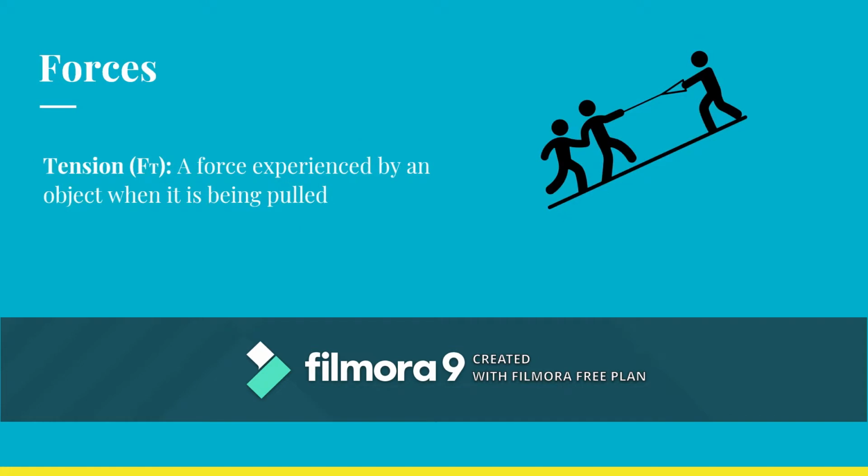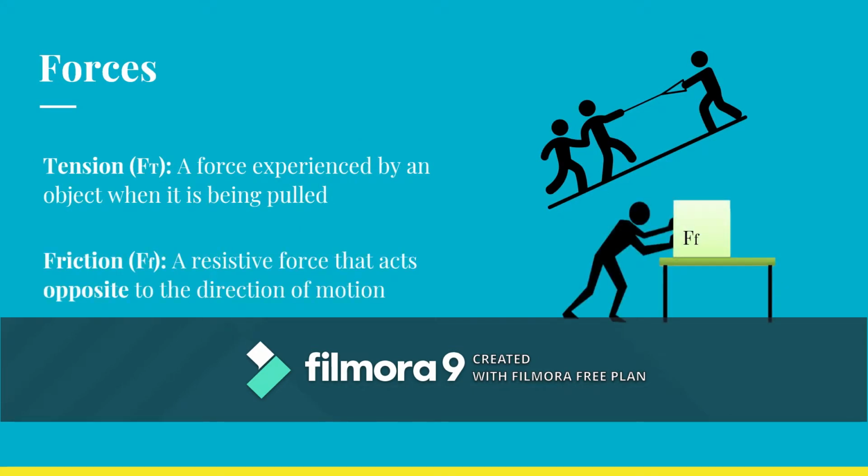Tension is the force experienced by an object when it is being pulled. Friction is the force experienced when 2 surfaces rub against each other. And normal force is present when 2 objects come into contact with each other. Normal force is a contact force that acts perpendicular to the surface. The normal force points away from the surface.